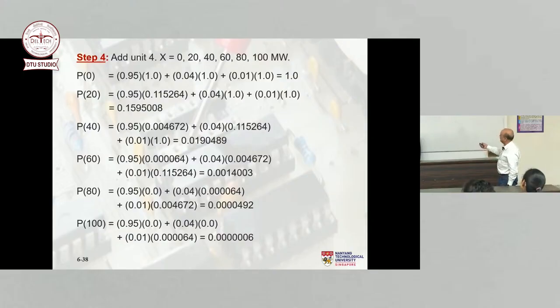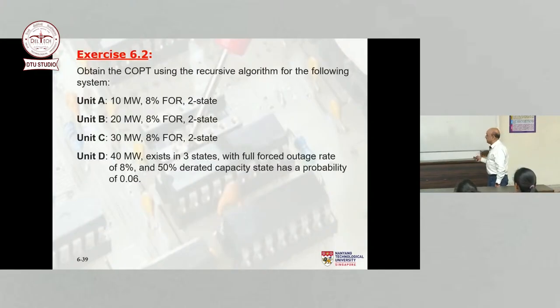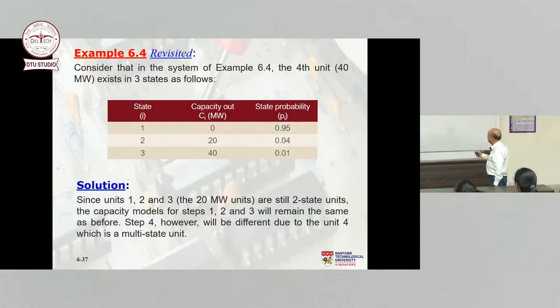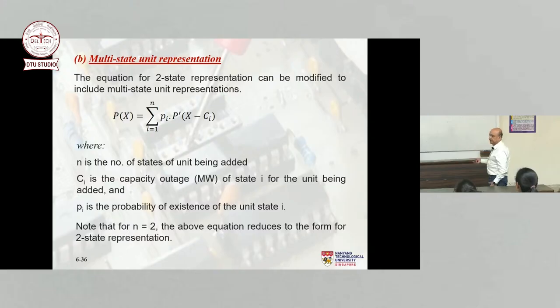Then for 40, it is 0.95 times P prime of X minus CI, 40 minus 0, which is 40. That number comes from step number 3. And this number also comes from step number 3, 40 minus 20, and this number will be 1. So like that, you see that we can still calculate the capacity outage probability table. It doesn't matter, you can include 3 steps, 4 steps, 5 steps, but the basic equation is the same, except that now we can generalize it in this particular form. It is actually the same equation that we used for a 2-state model as well.